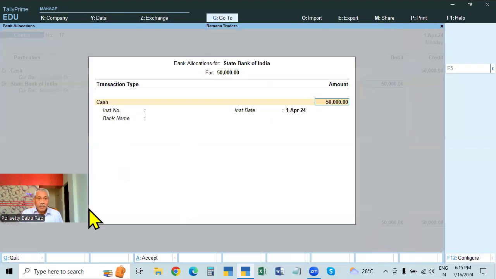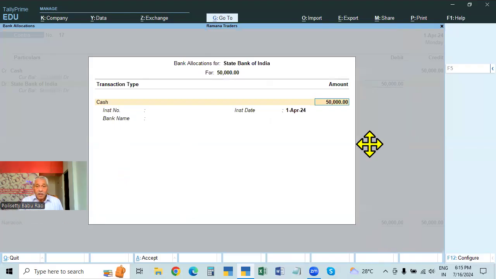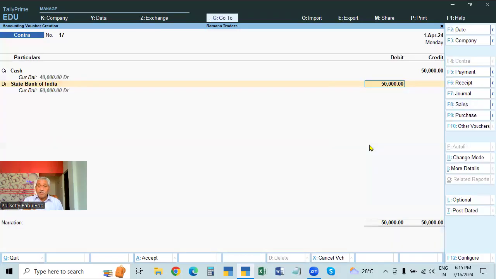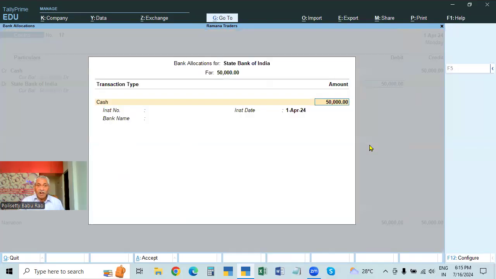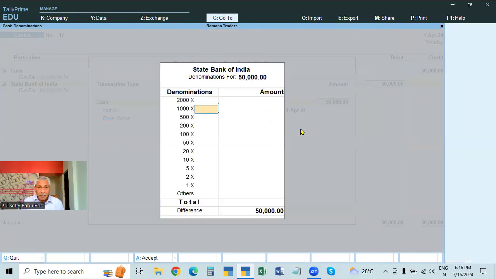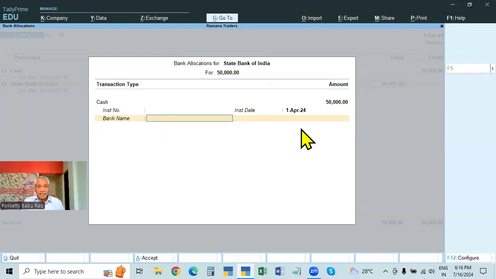Okay, and then see here. Between the bank and ourselves, we will pay cash into the bank, and we will draw money. When we are paying into the bank, we pay cash. That is why here in the bank it will ask the transaction type, cash. That is why it will ask for the denomination. For example, 50,000 is 500 into 100, 50,000. That's all, this is only for paying into the bank.